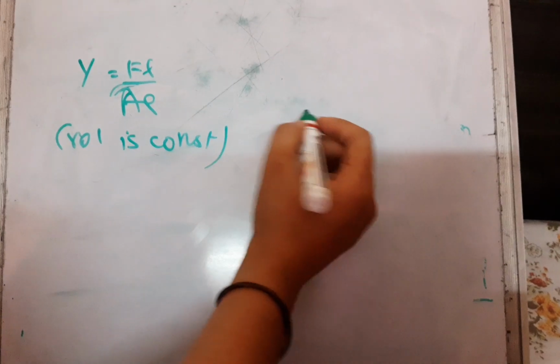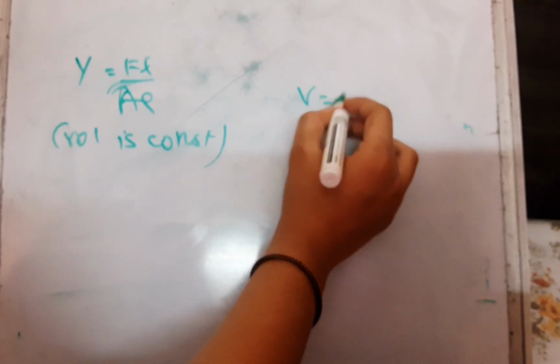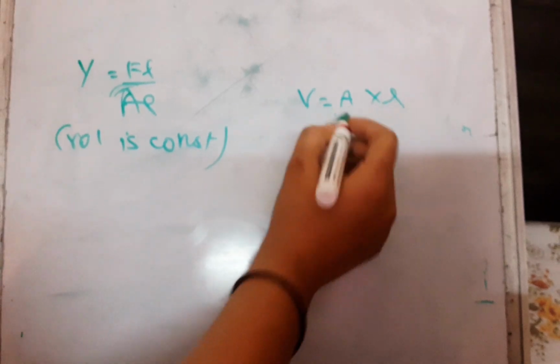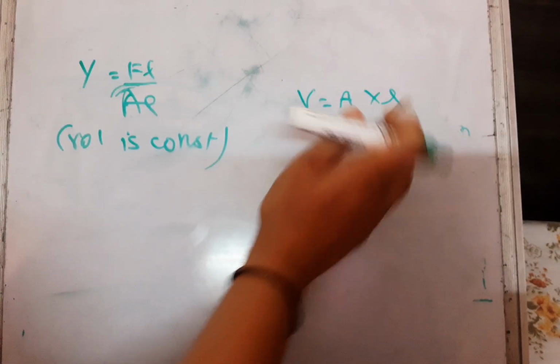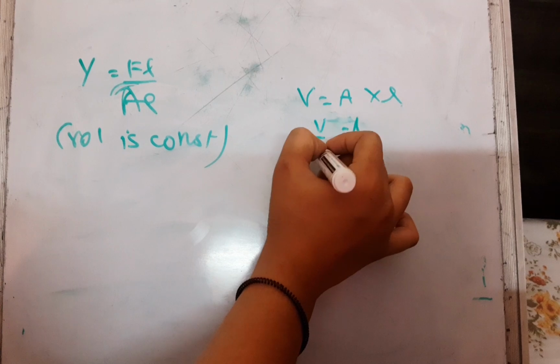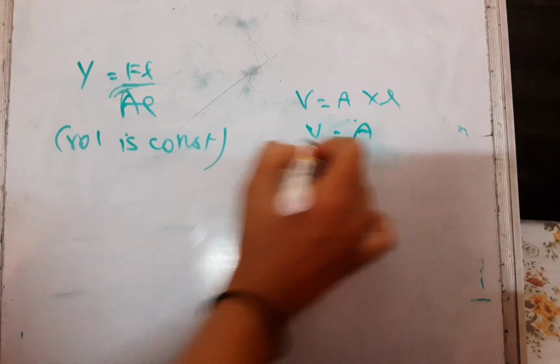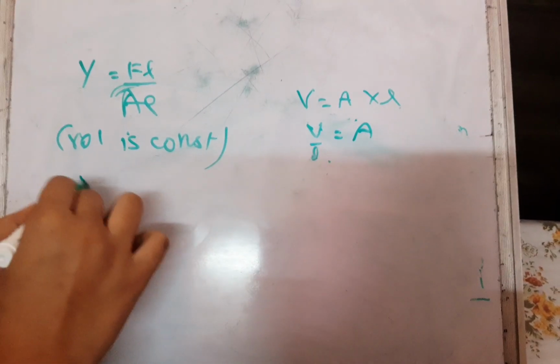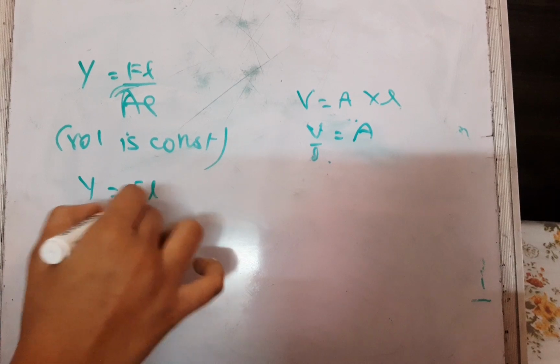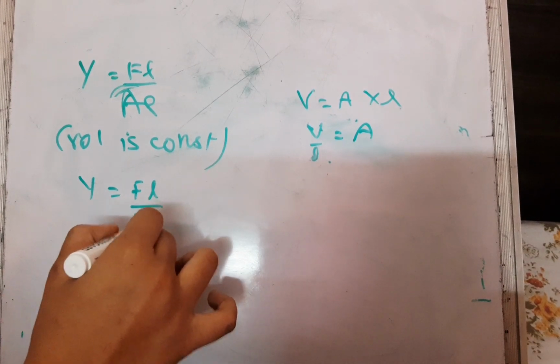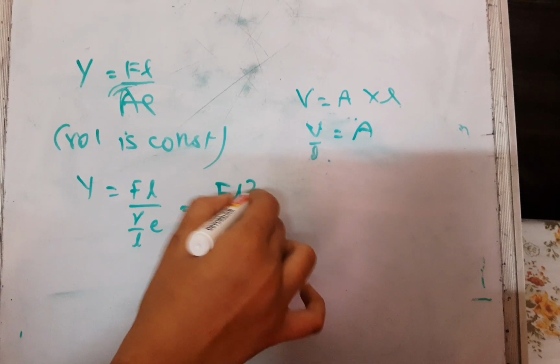How will you make it? You know that volume is equal to area into length. So in place of area, write V upon L. Area is equal to V upon L, so substitute V upon L. So Y is equal to F L upon (V upon L) into E. That means Y equals F L square upon V E.